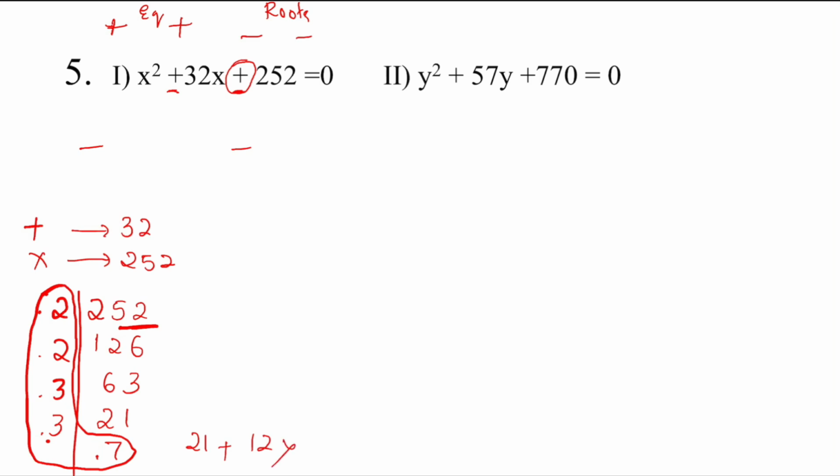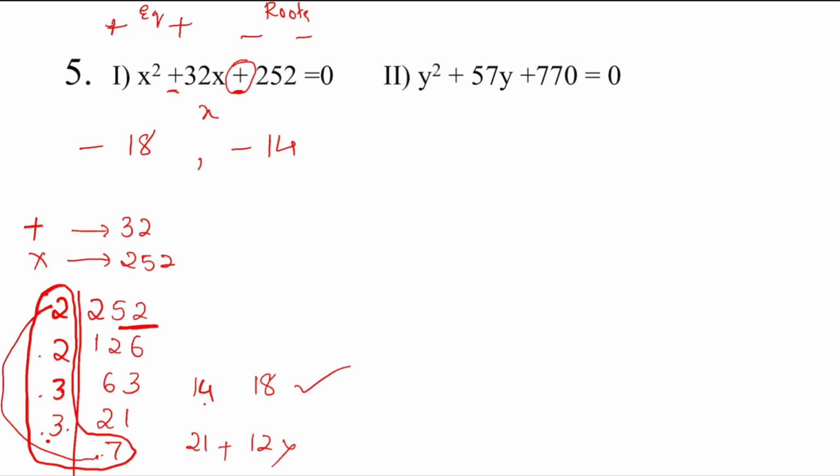Next, 7 combining with 3 is not working. 7 combining with 2, we will see. 7 2s is 14, and 3 3s are 9, 9 2s are 18. So 14 plus 18 is 32. Yes, 14 plus 18 is 32. So these are our roots. Write the bigger number here and the smaller number here. These are our roots of x.